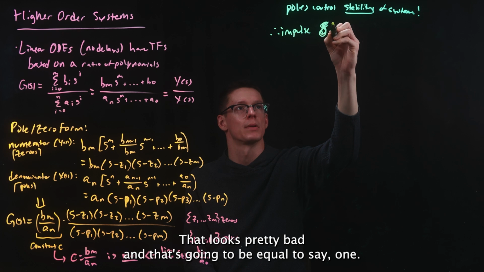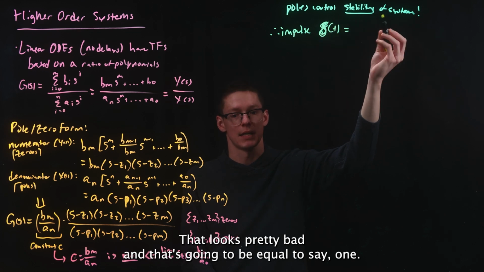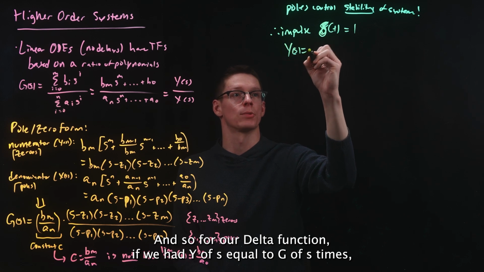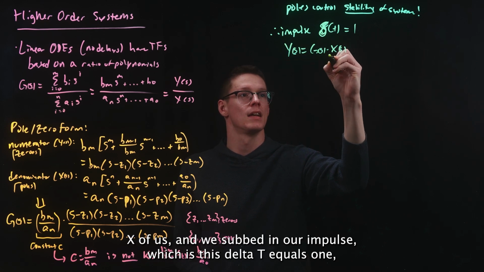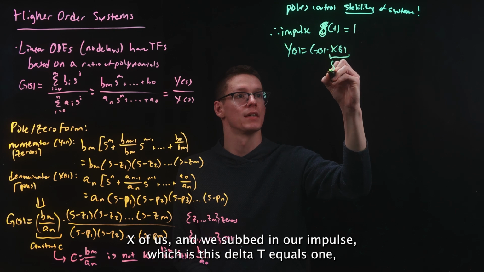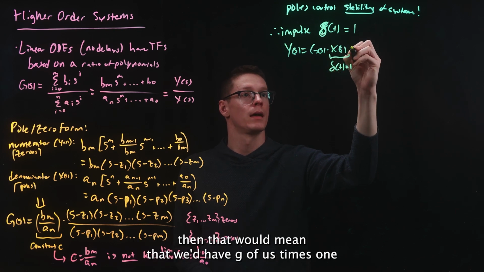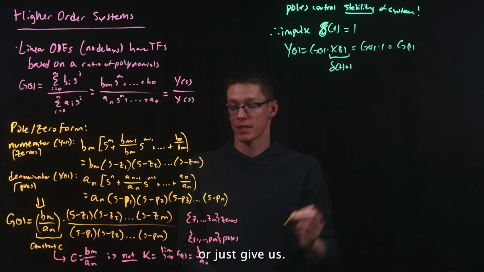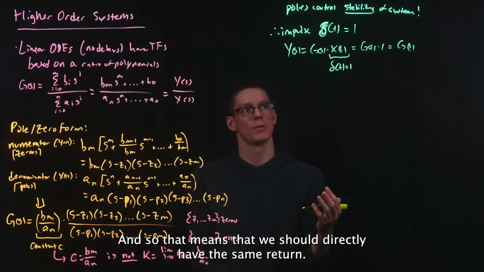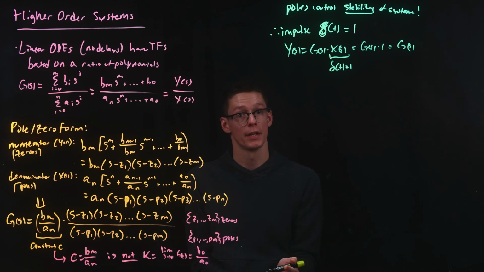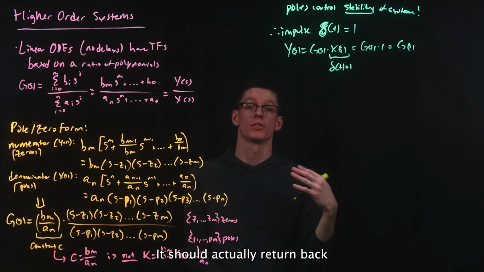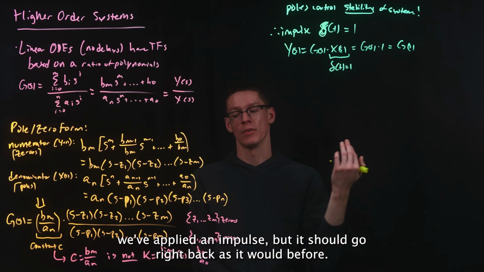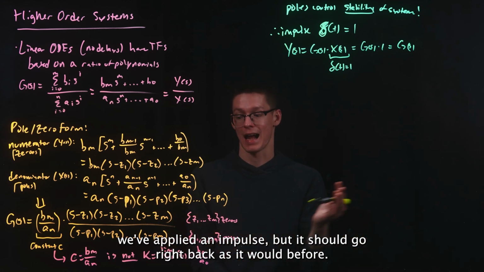My delta looks pretty bad. And that's going to be equal to, say, 1. And so for our delta function, if we had y of s equal to g of s times x of s, and we subbed in our impulse, which is this delta t equals 1, then that would mean that we'd have g of s times 1, or just g of s. And so that means that we should directly have the same return. It should not be changing or moving, it should actually return back to its standard function, where y of s is equal to g of s. Now, we've applied an impulse, but it should go right back as it would have before.